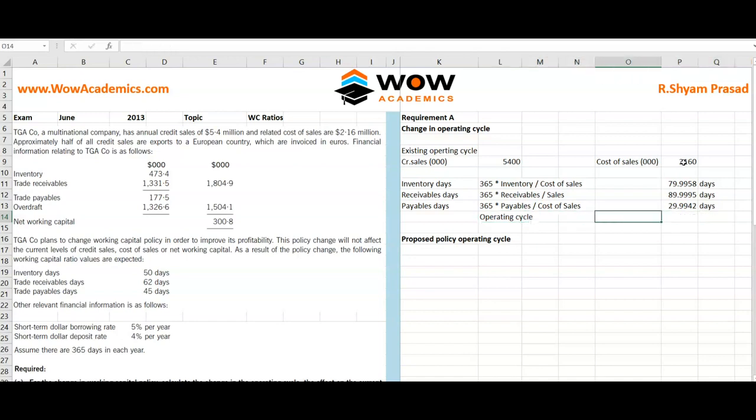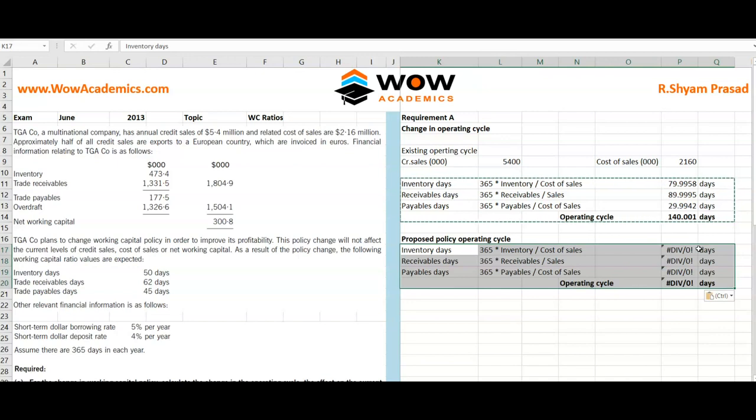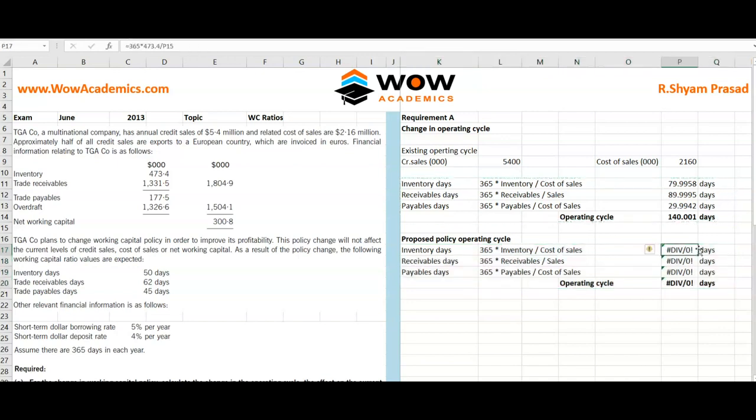The operating cycle is also in days. So the answer is inventory days plus receivable days minus payable days, which comes to 140 days. This is our first answer. Similar to what we have done here, we can also do it for the proposed policy. For the proposed policy, we can quickly do it by cutting off all these numbers.